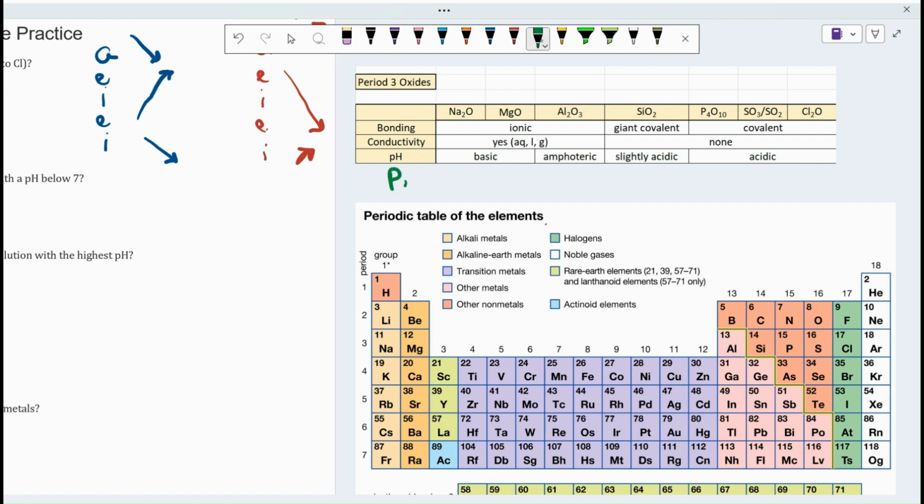So let's take P4O10. What would this give you? Any ideas? Phosphoric acid, H3PO4. You need to balance this. So that will be 6, 4, 1. State symbols: solid, liquid, aqueous. There we go. Know that for all of the period 3 oxides.